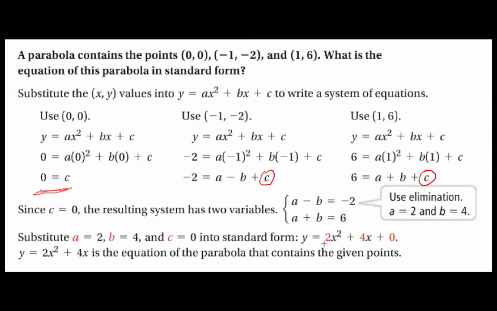We get an equation of y equals 2x squared plus 4x plus 0, or y equals 2x squared plus 4x. We don't need the 0 in there. So that's the equation of the parabola that contains the given points. So there is a trick there, all right? There's a trick. We got 3 points on our parabola. We need the equation of the parabola.